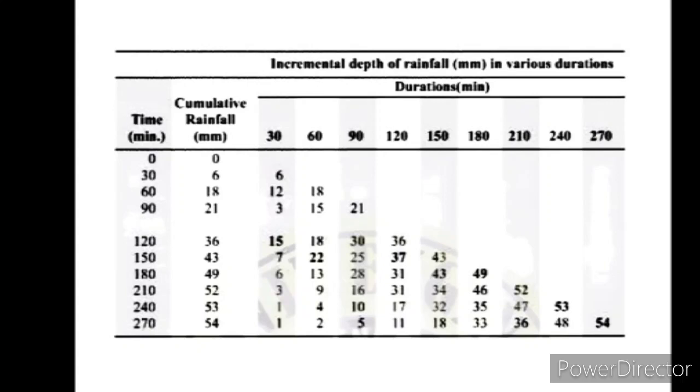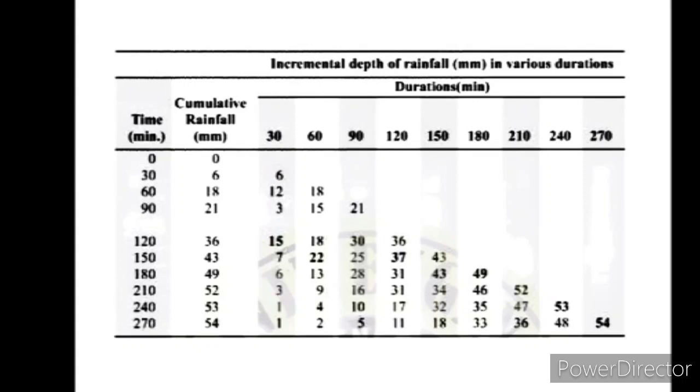At 30 minutes, we have a cumulative rainfall of 6 mm. Then at 60 minutes, we have a cumulative rainfall of 18 mm. So in 30 minutes, we have 12 mm, and in 60 minutes, we have 18 mm. And at 90 minutes, we have a cumulative rainfall of 21 mm. So in 30 minutes, we have 3 mm, in 60 minutes, we have 15 mm, and in 90 minutes, we have 21 mm.